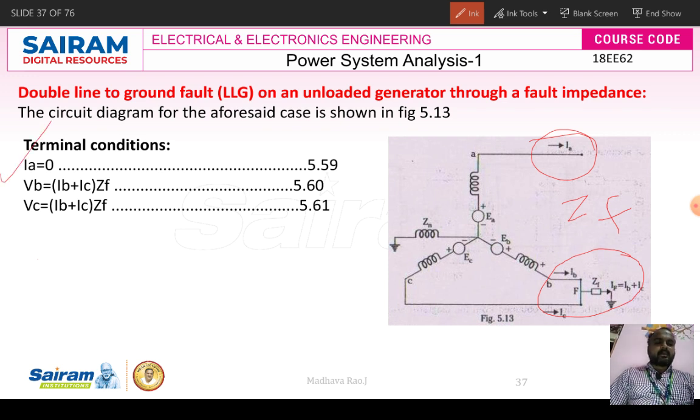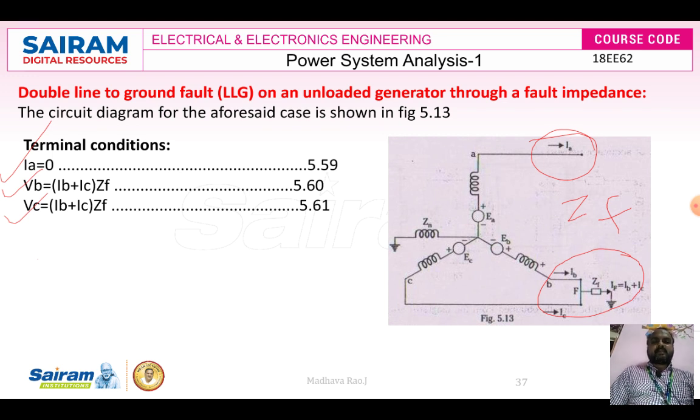So, we can see in terminal conditions, the A phase current will be equal to 0, and B phase voltage, since it is short circuited through the impedance, the voltage will appear. So, VB is equal to (IB plus IC) into ZF, current into impedance. Similarly, these two are short circuited in parallel, so it will be equal to the C phase voltage. VC is equal to (IB plus IC) into ZF. So, you can see VB and VC in these terminal conditions, right.